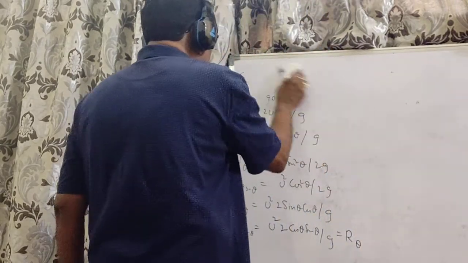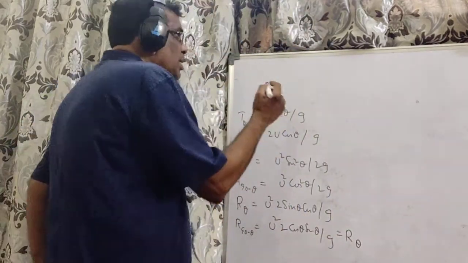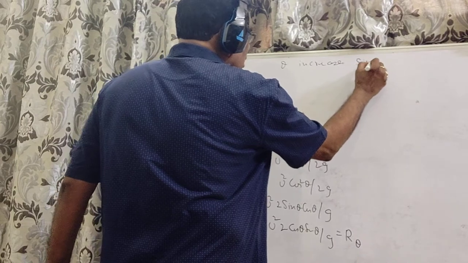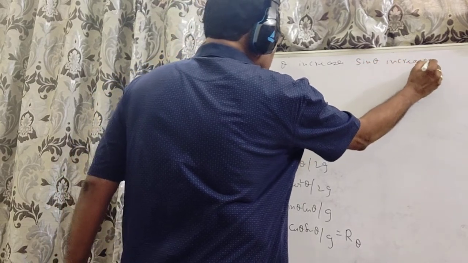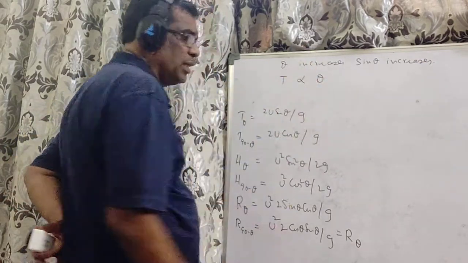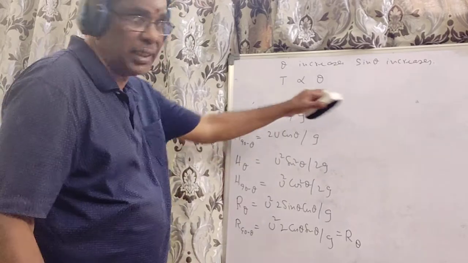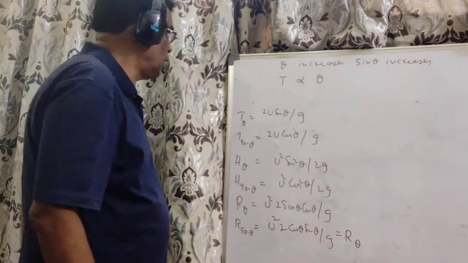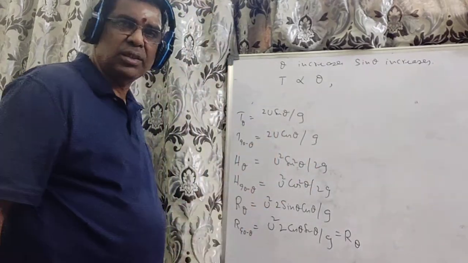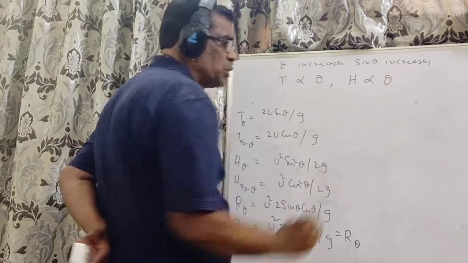Now, all for complementary angles only. The first thing that you should understand is, as theta increases, sine theta also increases. So, time of flight is proportional to theta. That means more theta, more is the time of flight. With horizontal I am talking about. With horizontal. Right? Now, similarly, H also you can see. It is also proportional to sine theta whole square. That means H also is proportional to theta.